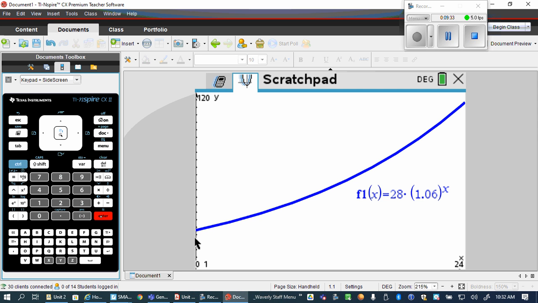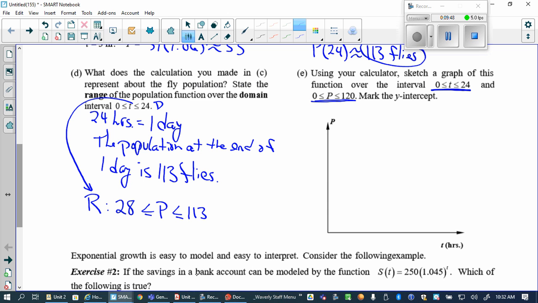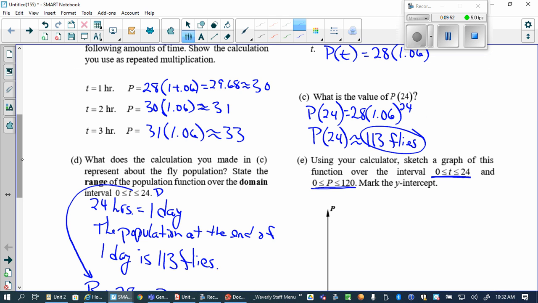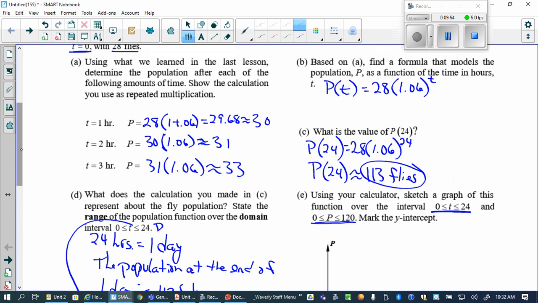So what's the y-intercept here? Or you could look at the function. You could do it there, right? Starting amount is that, yeah? So let's sketch that. So if this is our function up here, our starting amount is what? 28. That's the y-intercept, right?